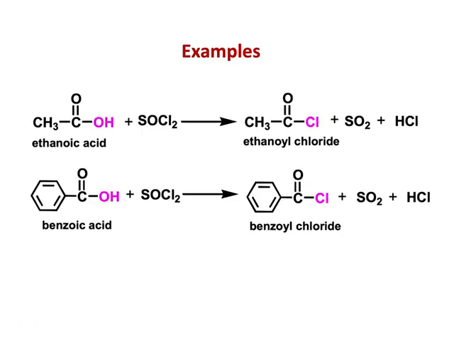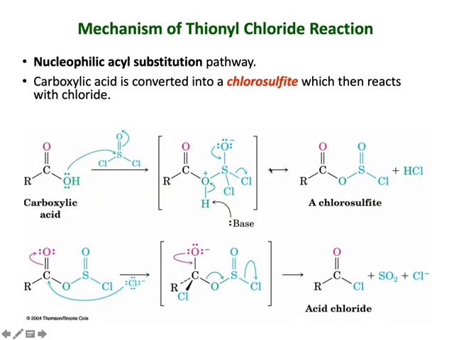So here are examples of the preparation of acid chloride from carboxylic acid. It depends on the reagent. There are three types of reagent, so there are three different side products, but the main product is acid chloride or acyl chloride.